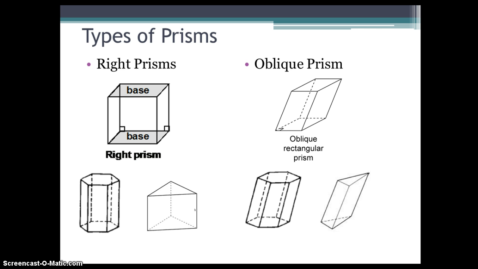Now we have two types of prisms. Traditionally we see right prisms, where they look like they're standing up straight. But you can also have them look like they're tipping over, and we call those oblique prisms, where our sides are not hitting directly at right angles. So here are some examples of right prisms, and then what they look like when they're oblique prisms.